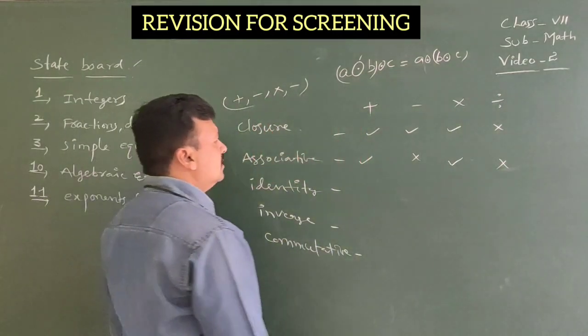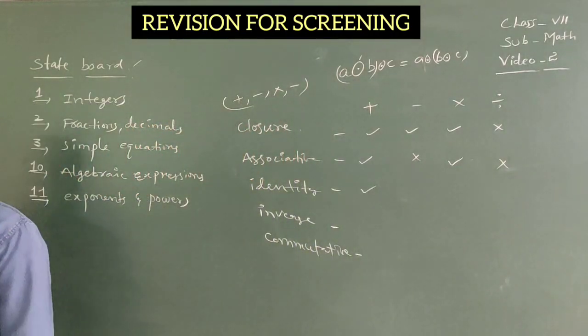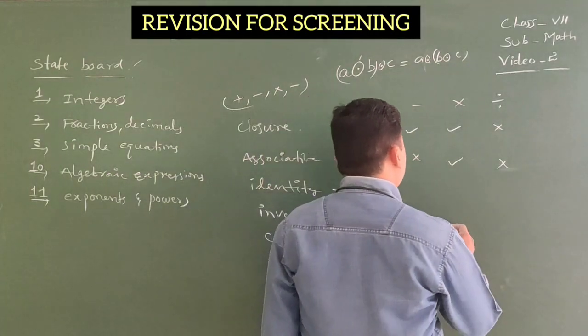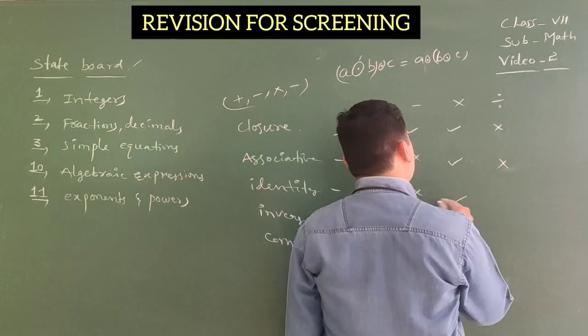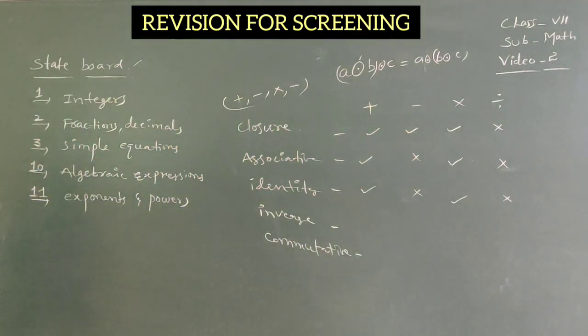Identity with respect to addition. 0 is called the additive identity because when 0 is added to any integer, we get that same integer. A positive added to 0 gives the same thing. A negative added to 0 gives the same thing. 0 added to 0 also gives 0. For multiplication, 1 is called the multiplicative identity because any integer multiplied by 1 gives the same integer. A positive integer multiplied by 1 gives a positive integer. A negative integer multiplied by 1 gives the same. 0 multiplied by 1 gives 0. That's why.